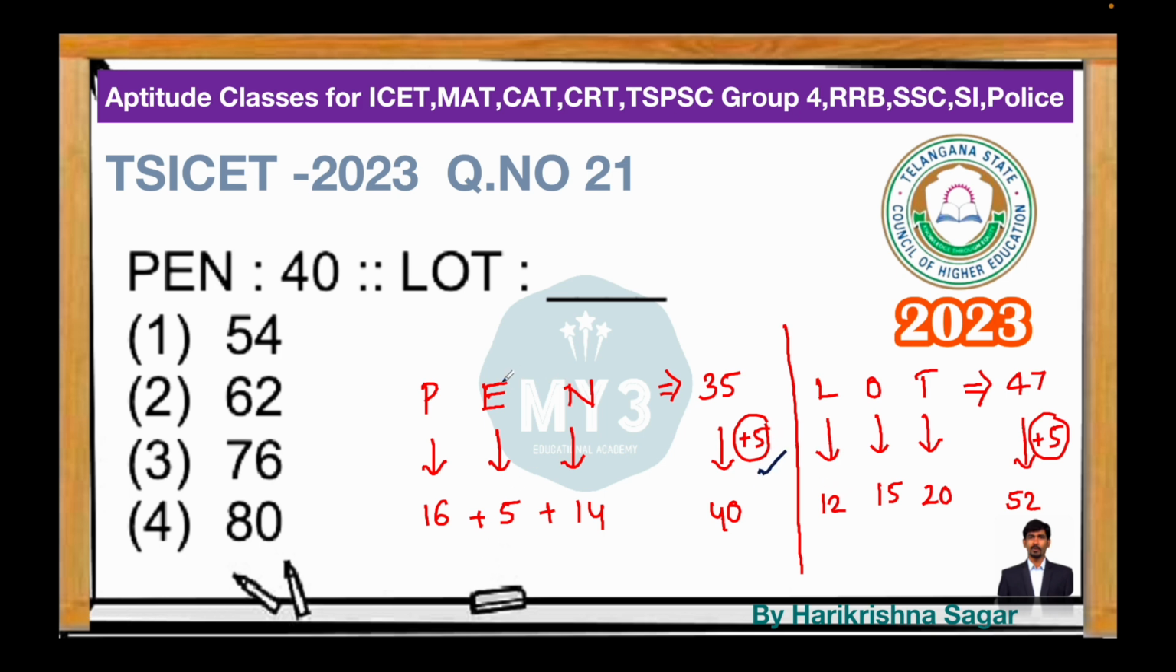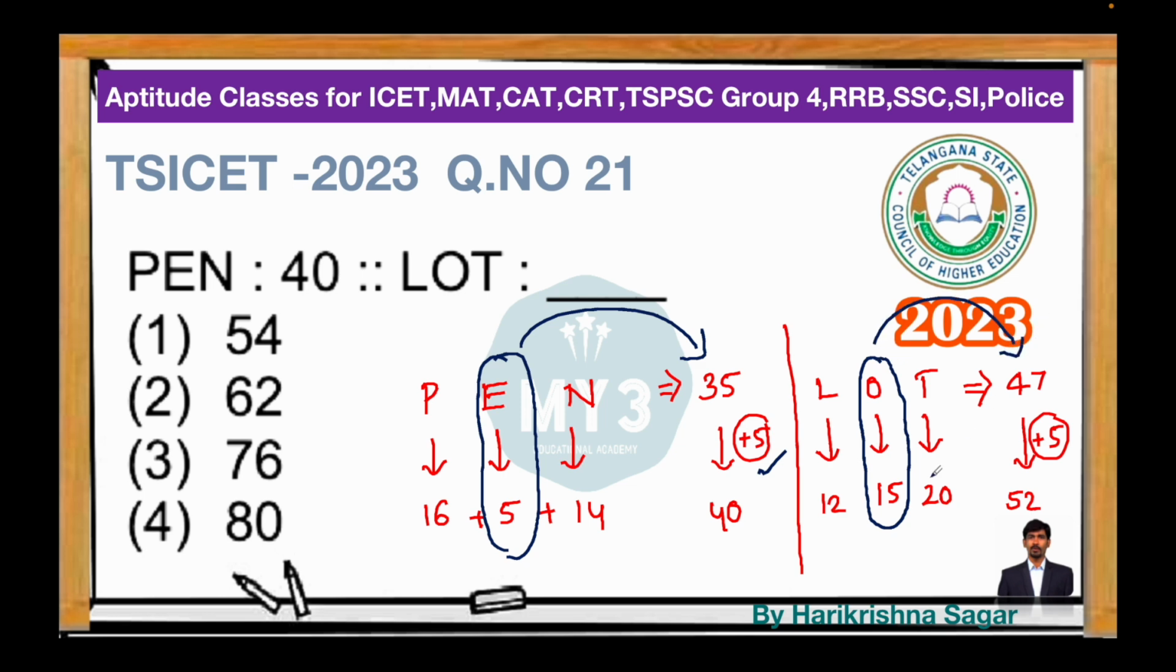So what is the reason behind adding 5? That means they have taken the sum of the alphabet positions and added the middle alphabet to it. Similarly, for lot, the sum of the alphabet positions is 47, and you just add the middle alphabet to this and you will get the answer. What is the middle alphabet? O, which is 15th. So 47 plus 15 gives a result of 62. Mark the answer option 2. Hope it is clear for you.